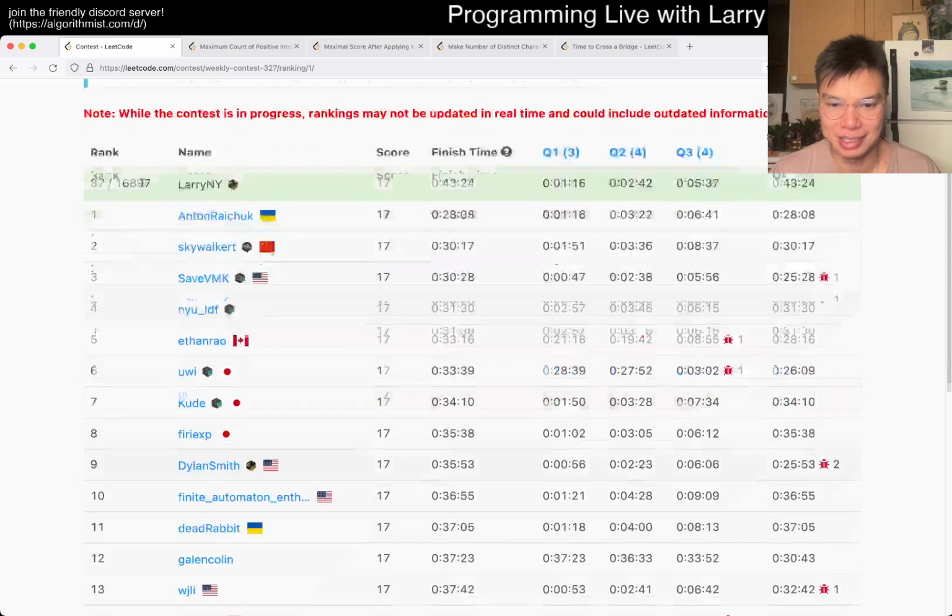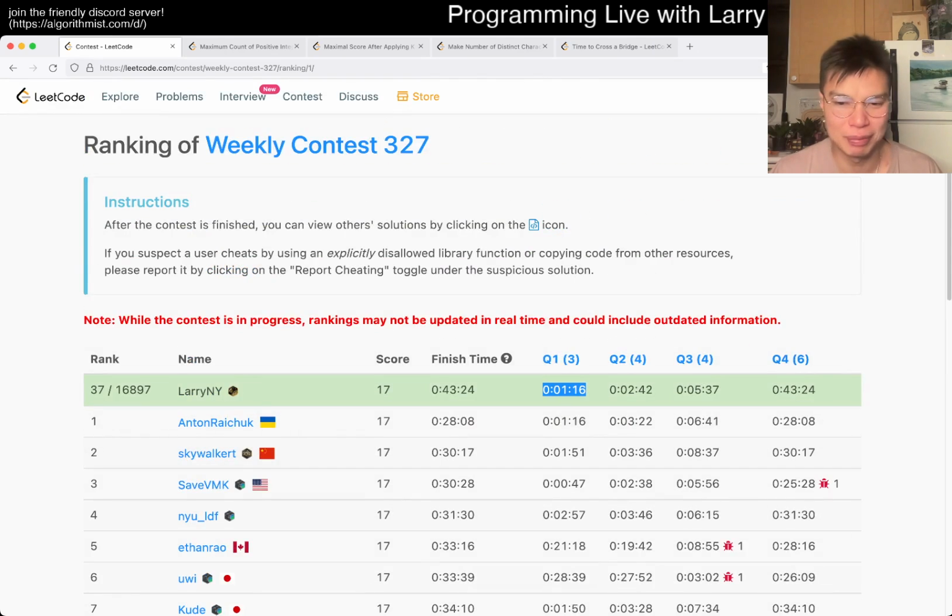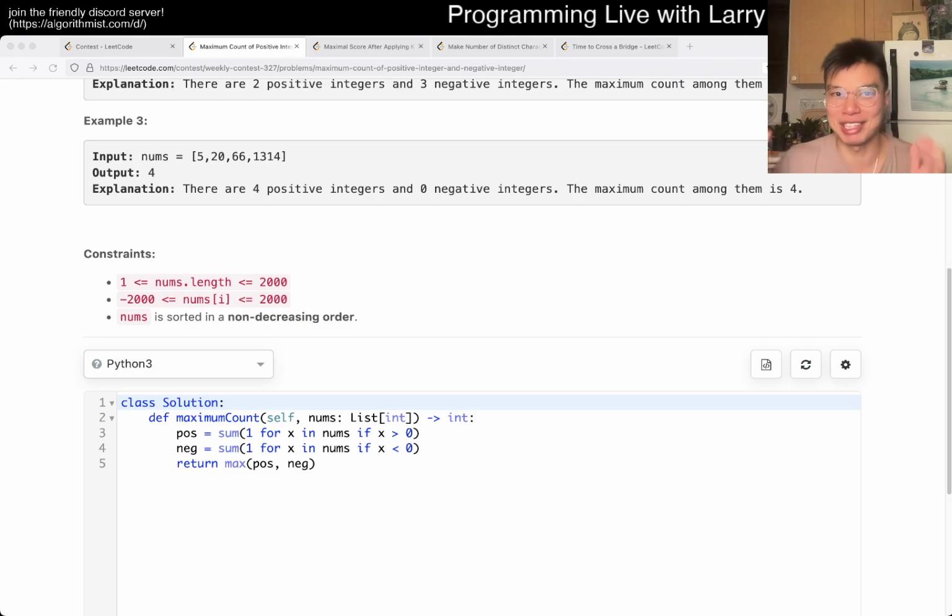I'm actually kind of sad that I took that long. Not necessarily because of this particular problem, but because I ended up being a couple of seconds short of the prize. So everything added up.